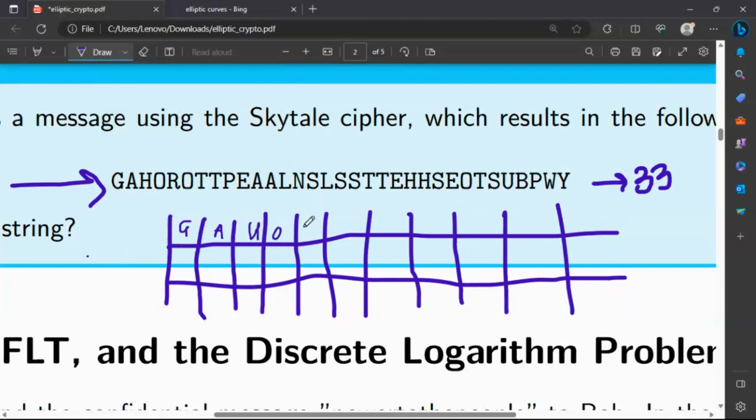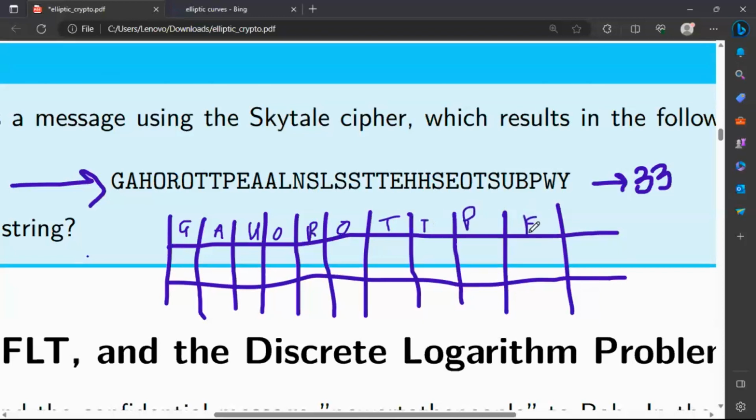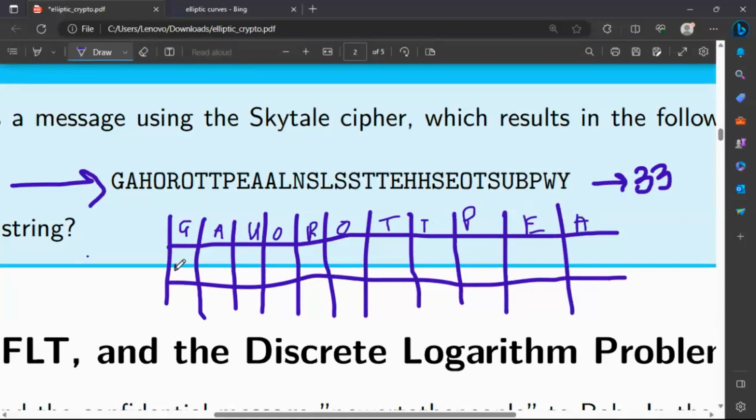H, O R O T T, P E, A A, L, N, S, L S S T T. I just realized I've not been using my mouse to write this, and I just started using my mouse, and it's so much more helpful. E H H, E H H S E O, T S U.